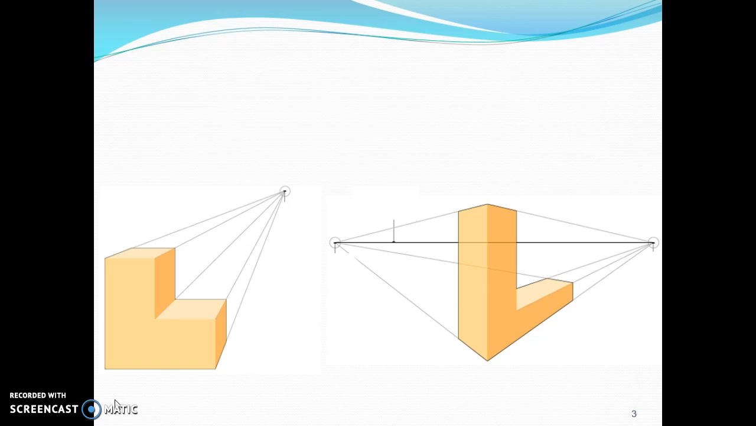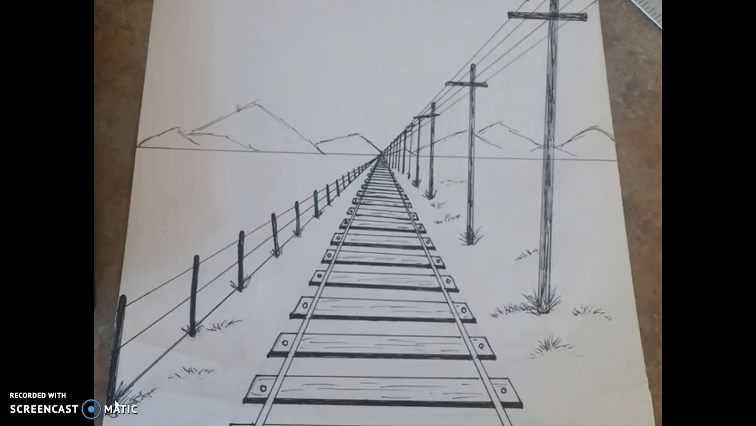The difference between one-point and two-point perspective drawing is that in one point, one side or the front of the object is the focus, and in two-point perspective drawing, both sides or the corner of the object is the focus. Here we have an example of a one-point perspective drawing where you can see the train track, the power lines, and the fence on the side of the train tracks all converge at one common point in the far distance.